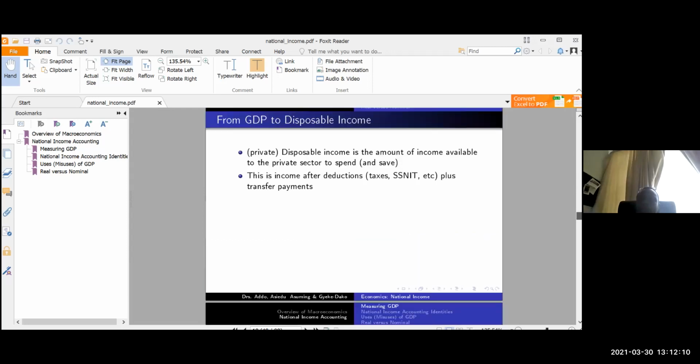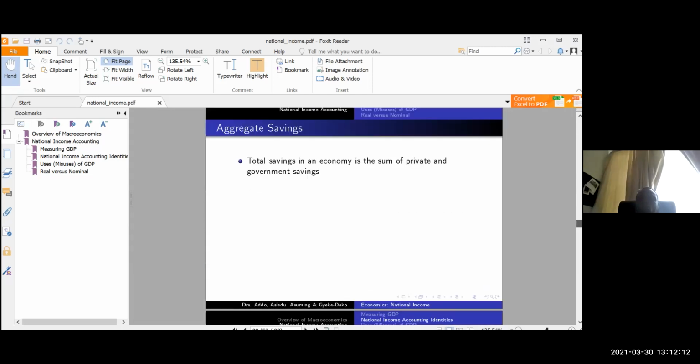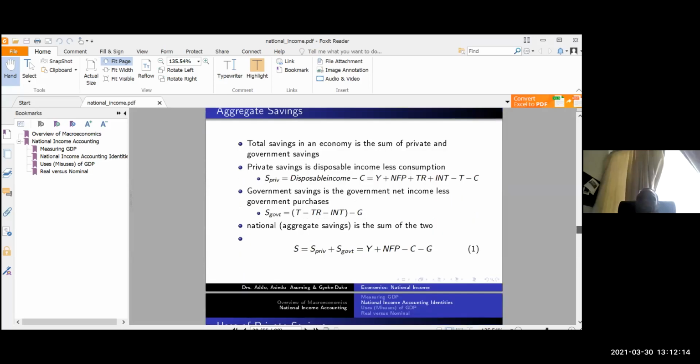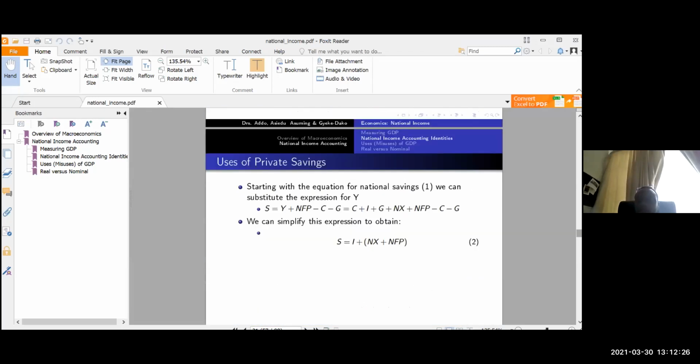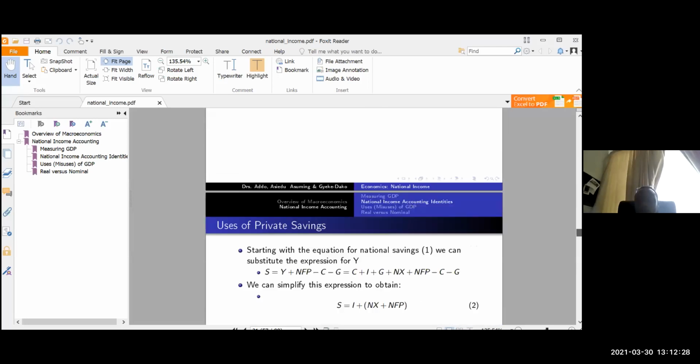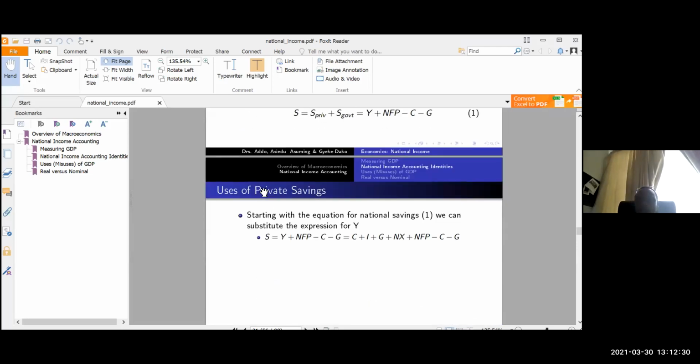So we are aiming at, I'm going to show you, the key part is how to understand government budget deficits. How do you relate that to the current account deficits that we have? So this is where we are now.